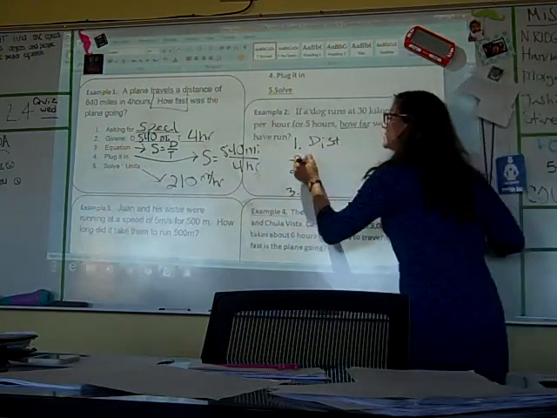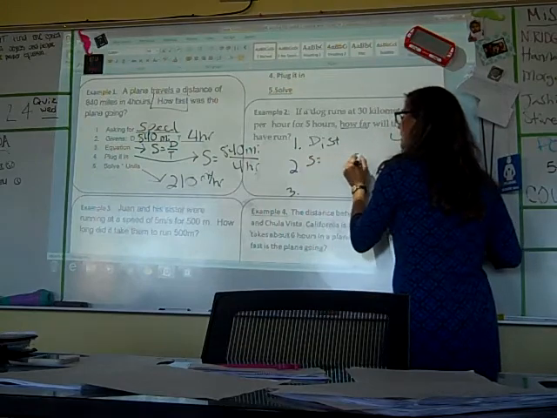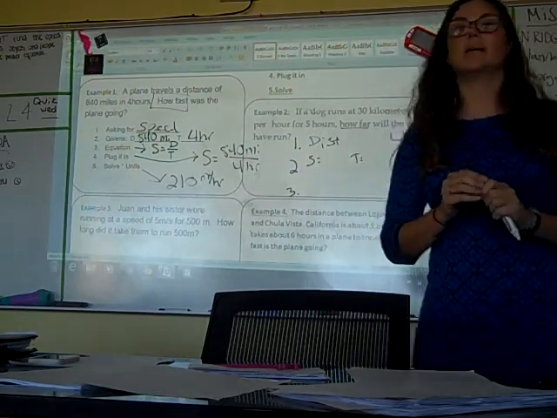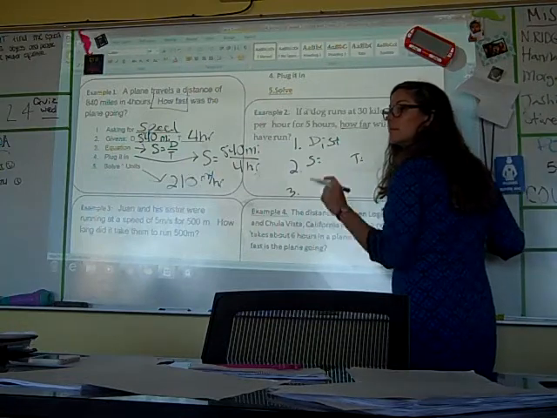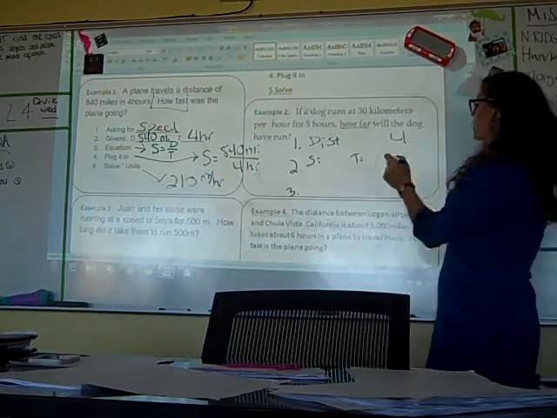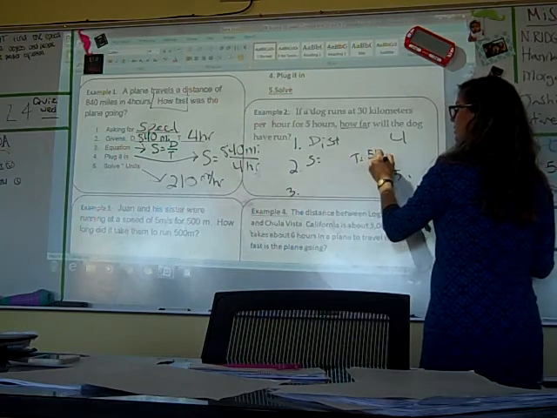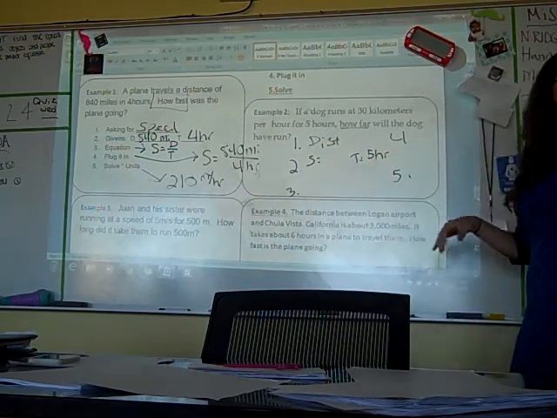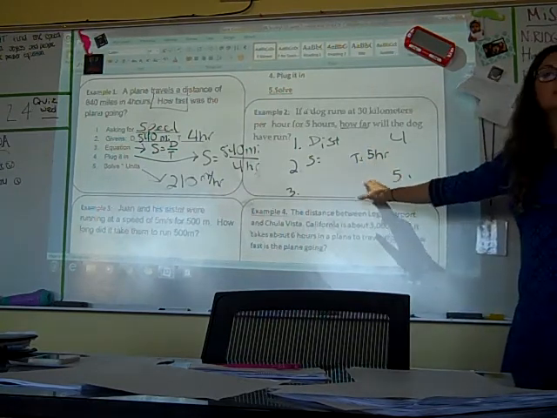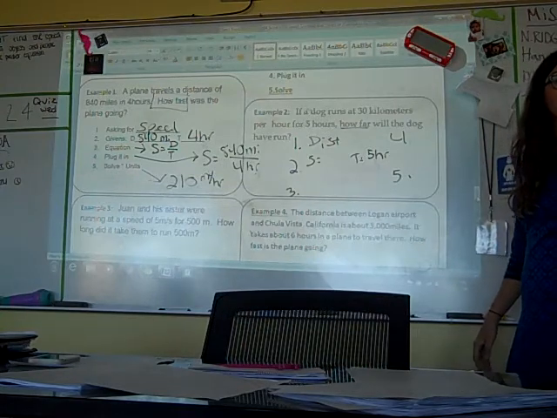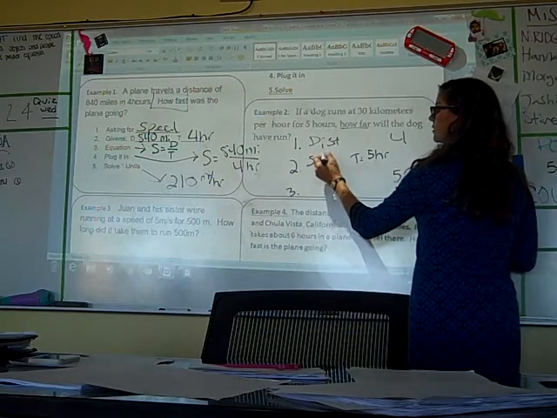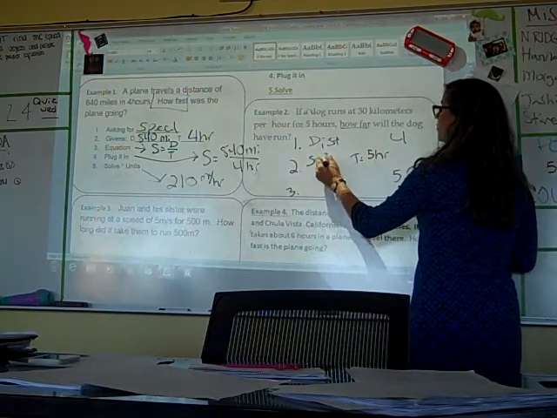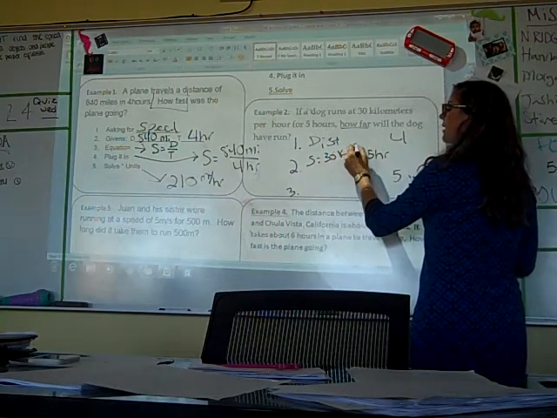So if we're solving for distance, speed and time must be in this question somewhere. Hannah, tell me one of them. Speak up. Time. Good. What is it? 5 hours. Good. Write it in. Let's go. What's the speed? Luchela. 30 kilometers per hour. Yep.